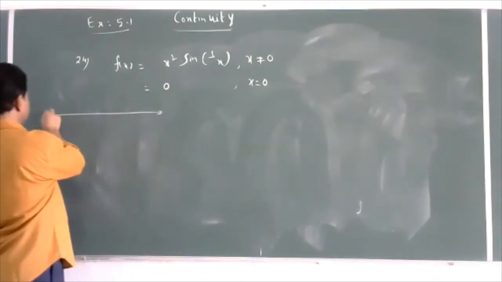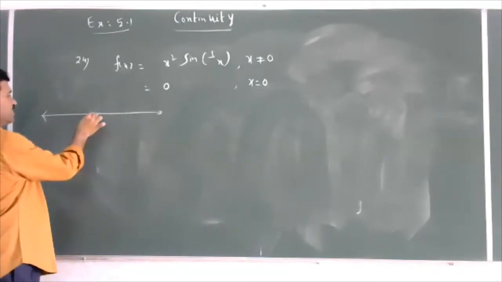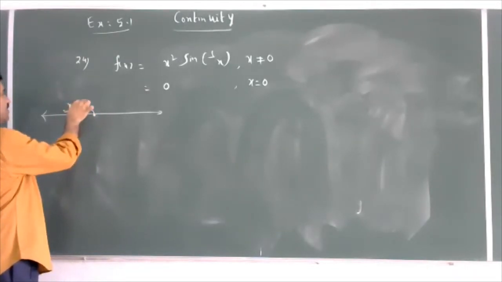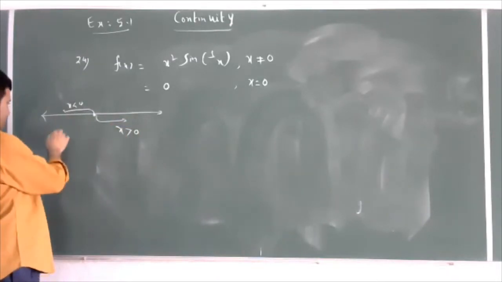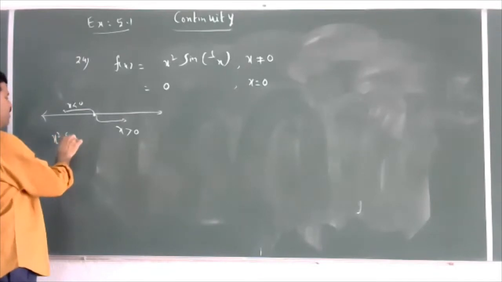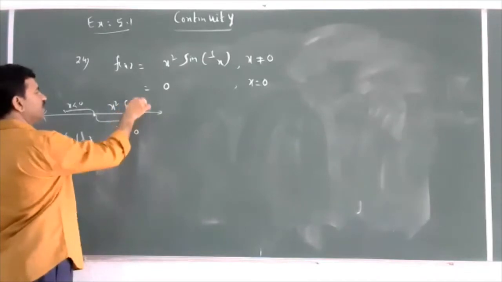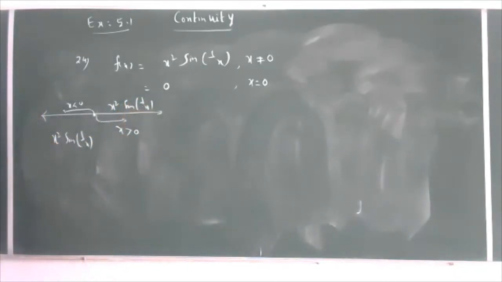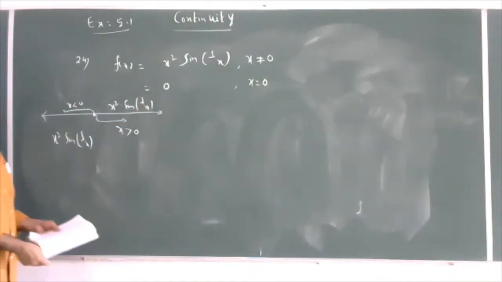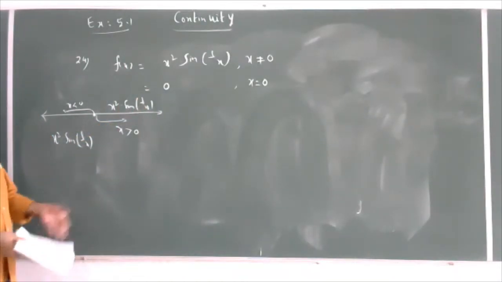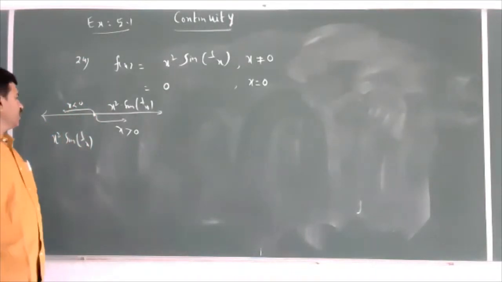So what is the domain? The domain is given to us. When x is not equal to 0, in both the cases, x less than 0 and x greater than 0, the function is x square into sine of 1 by x. When x is equal to 0, the answer is 0. We have to discuss the continuity of this function. Is it a continuous function? We'll see.